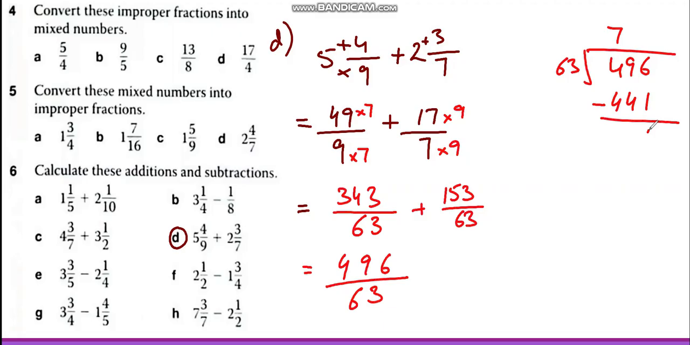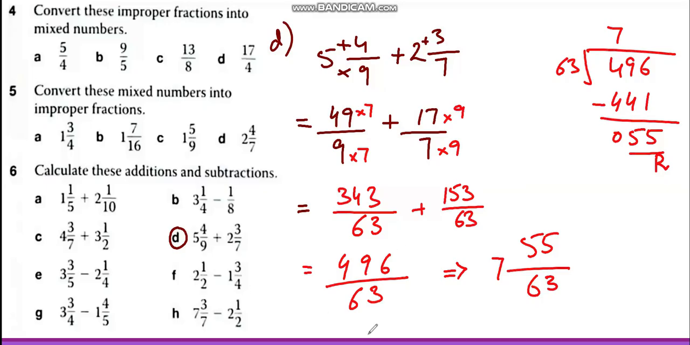6 take away 1 is 5, and 9 take away 4 is again 5, and this is 0, meaning 55 is the remainder. So we can easily write the improper fraction as a mixed number like this, where the quotient is 7, remainder is 55, and divider is definitely 63. So this is how we can solve these problems.